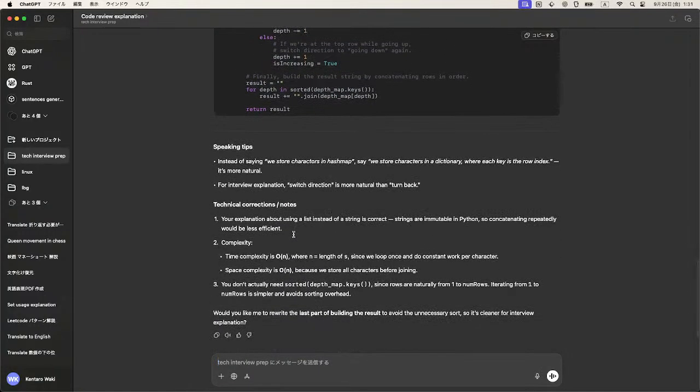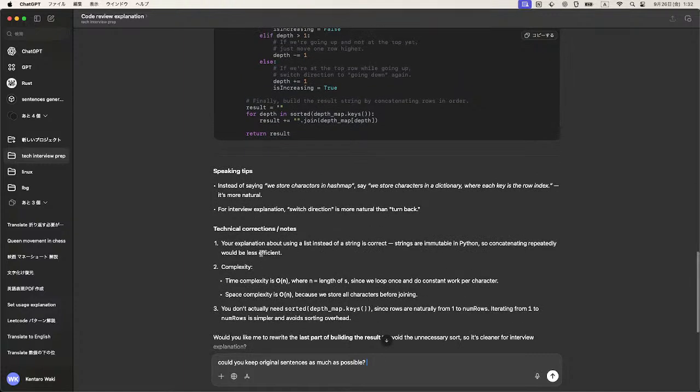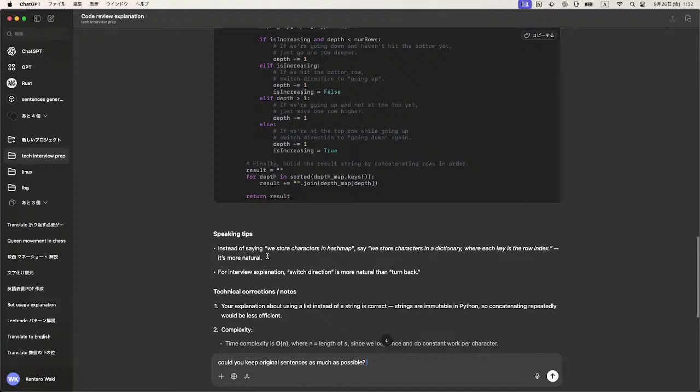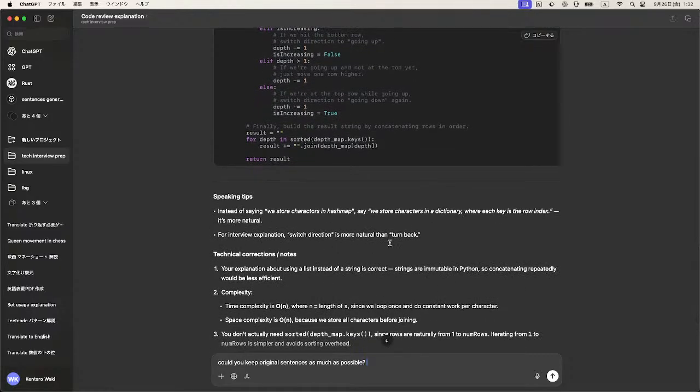Could you keep original? Instead of saying we store characters in hash, we switch characters in dictionary, where each key is row index is more natural. Switch direction is more natural than turn back.